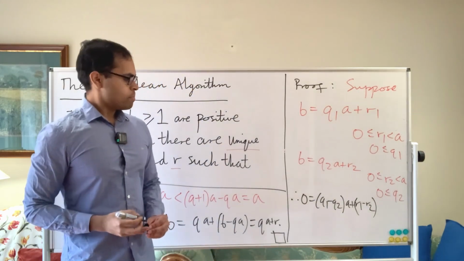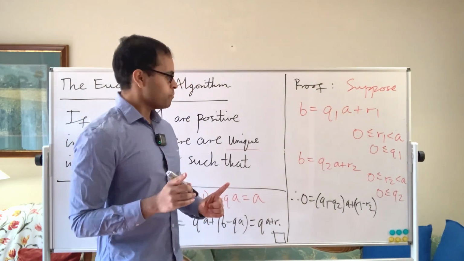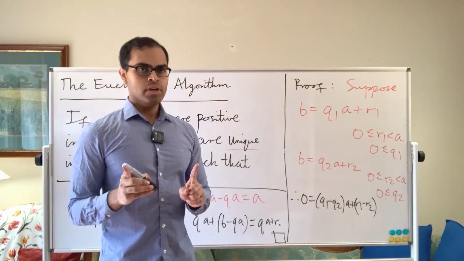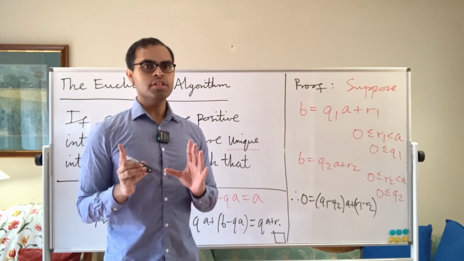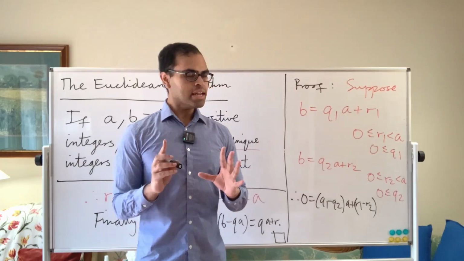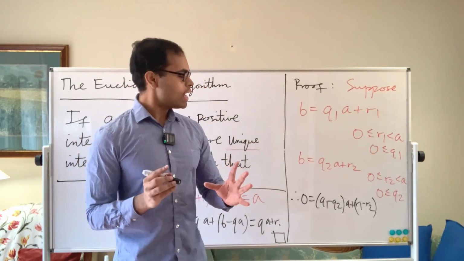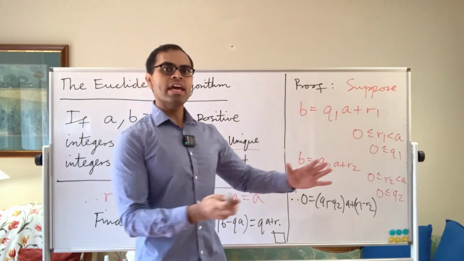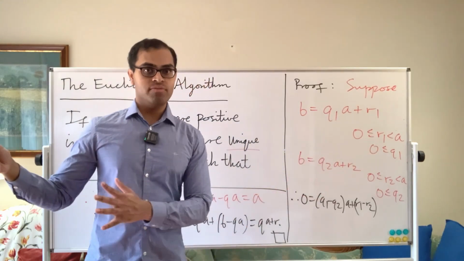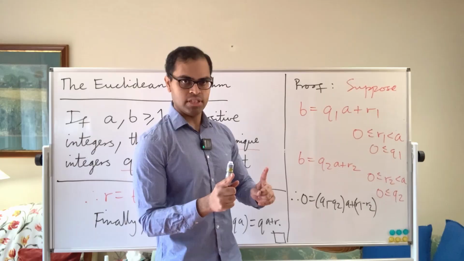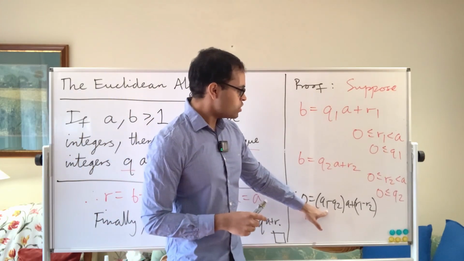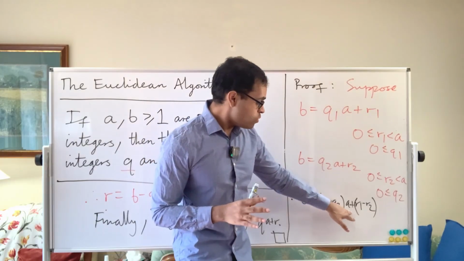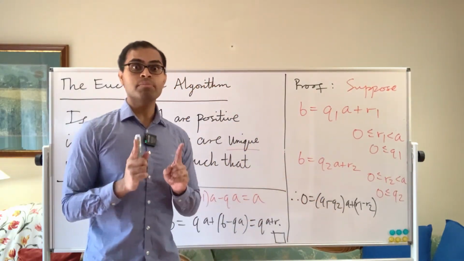Now this is interesting. Why is this interesting? Well, R1 and R2 are numbers between 0 and A. So R1 minus R2 could be a negative number, depending on which one is bigger, but it's going to be something small. It's not going to be more negative than negative A or more positive than A, because they are two numbers between 0 and A, and Q1 minus Q2 is again some number. Now we're going to say that (Q1 minus Q2) times A is divisible by A, right?